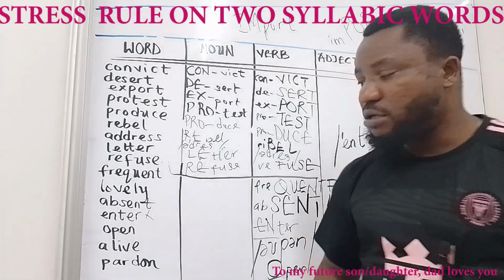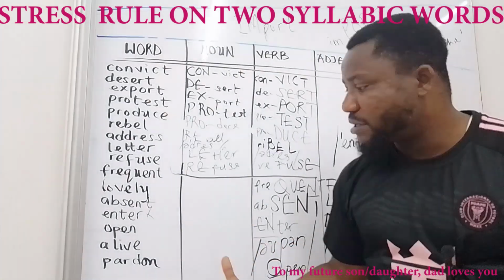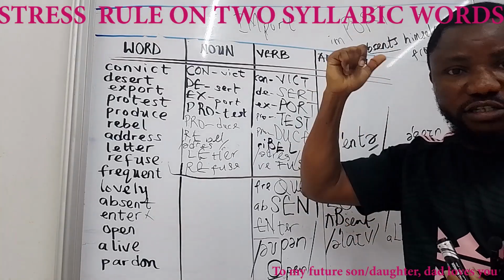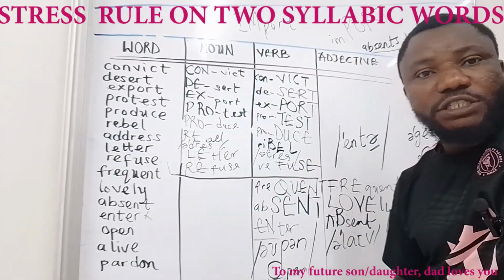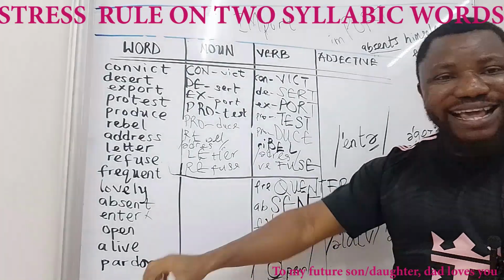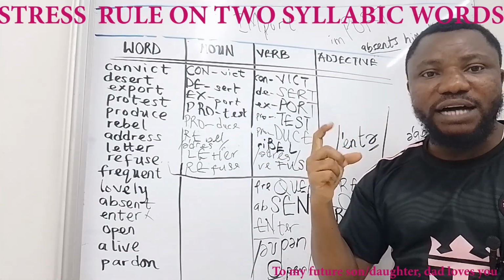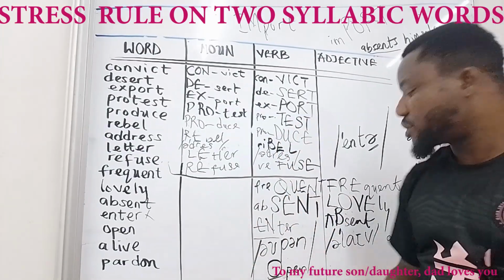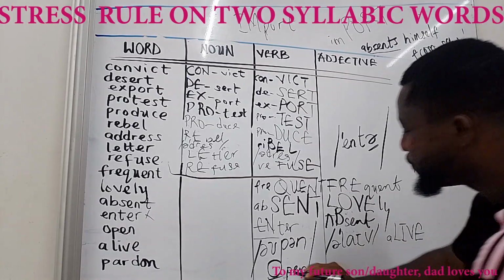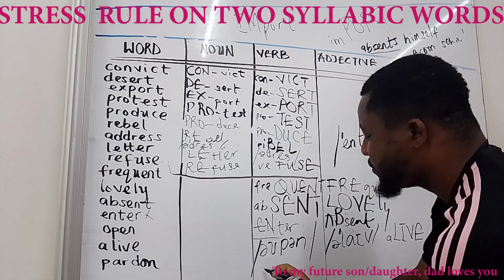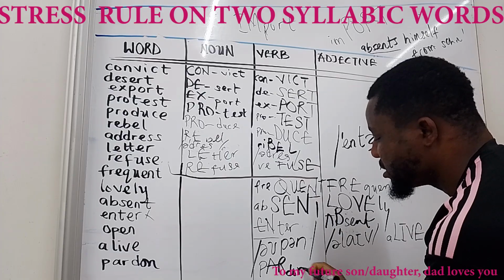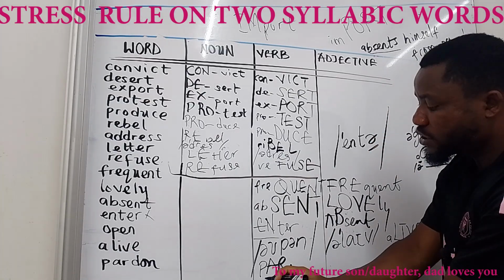Finally, pardon. Pardon is a verb. Pardon me, please. Pardon me, though. The stress is on the first syllable. Why? The reason is the don is a weak syllable. Pardon is a short sound that ends that. So we have here, let me clean this now. So for the verb, we have pardon. This is where the stress is.